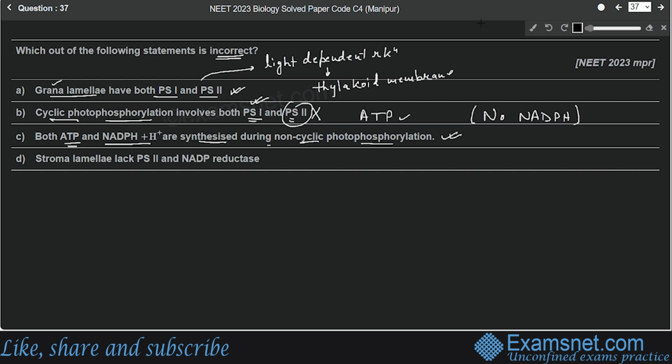Okay. Now let's come to the last statement. It says stroma lamellae lacks PS2 and NADP reductase enzyme. So this is also a correct statement. PS2 is located in the grana lamellae, not the stroma lamellae. Right. So the only incorrect statement here is the second one. That means option B will be the correct answer.